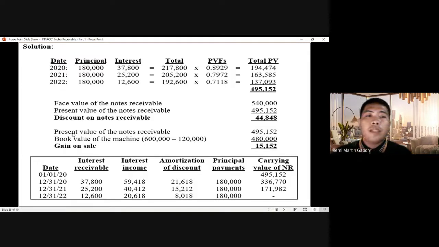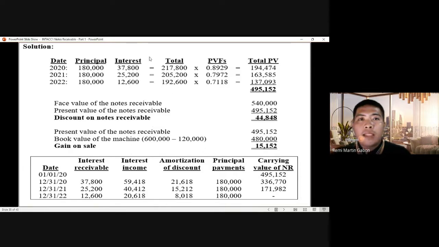Then the difference of the present value of the notes and the book value of the machine is again on sale this time. Kasi yung present value mas mataas kaysa sa 480 na book value. So gain on sale of 15,152. So sige, yung magiging amortization natin medyo magiging iba siya kasi ineliminate ko dito yung column ng discount. Okay? Basta as long as meron tayong amortization column, we can say that the discount na 44,848 will still be amortized. May eliminate pa rin yan.